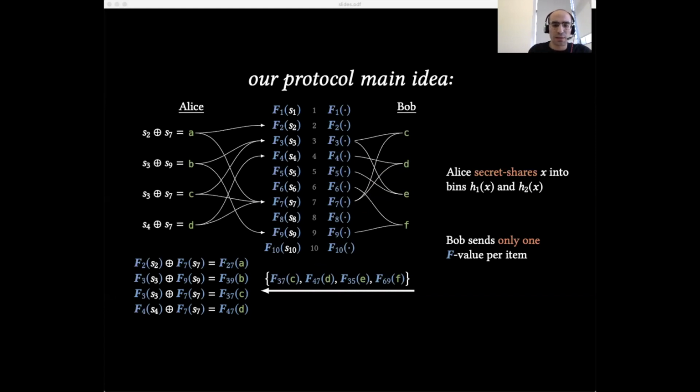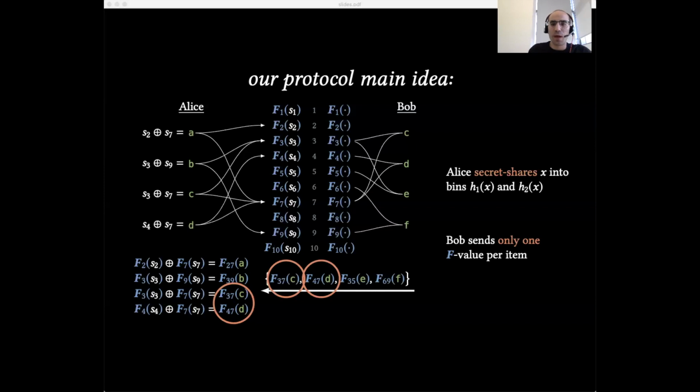Now, similarly as we did before, Alice checks which values appear twice, and those values represent the items that are in the intersection. In this example, F37 on C and F47 on D appear twice. Therefore, C and D are in the intersection. What's important here is that Bob could not input some value halfway as he did in the semi-honest protocol of KKRT. Here, he either inputs an item or not.